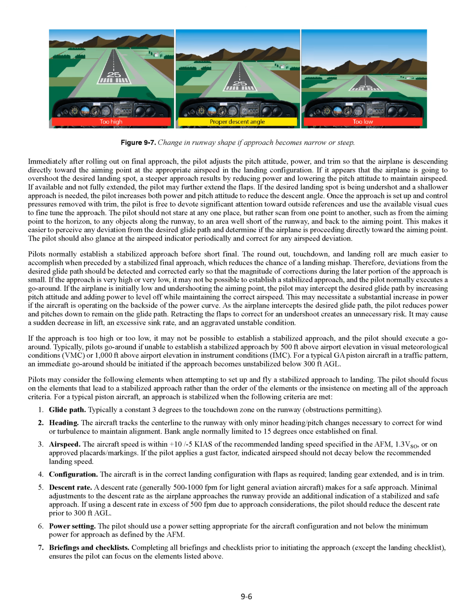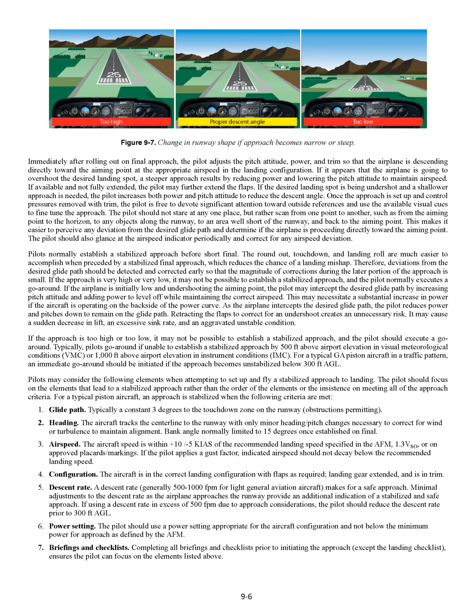Once the approach is set up and control pressures removed with trim, the pilot is free to devote significant attention toward outside references and use the available visual cues to fine-tune the approach. The pilot should not stare at any one place, but rather scan from one point to another, such as from the aiming point to the horizon, to any objects along the runway, to an area well short of the runway, and back to the aiming point. This makes it easier to perceive any deviation from the desired glide path and determine if the airplane is proceeding directly toward the aiming point.